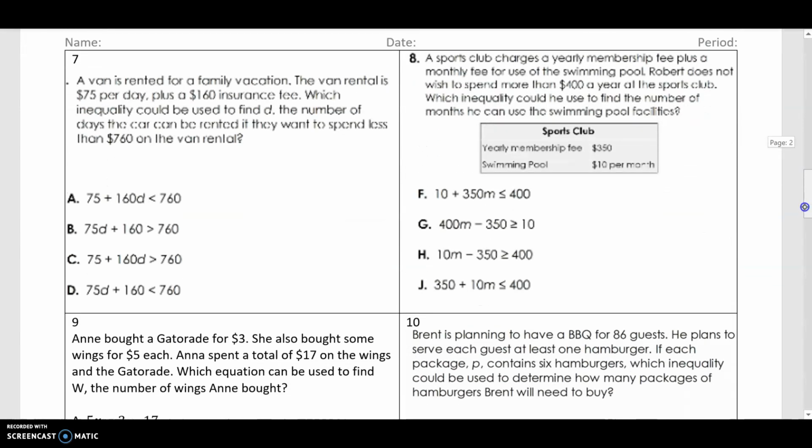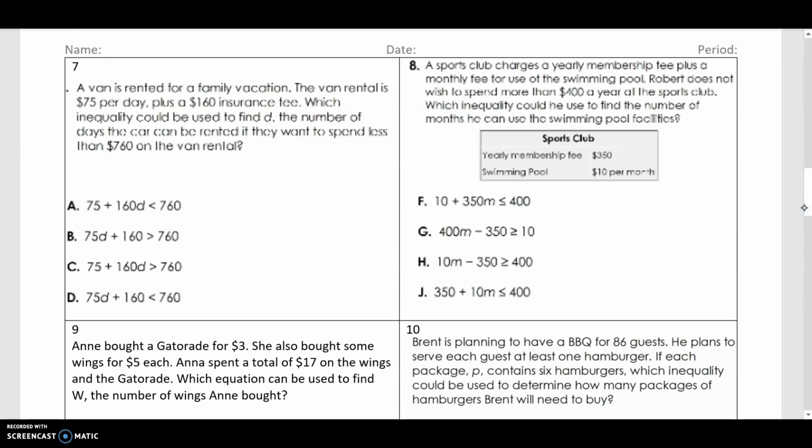Okay. Number 7, it says a van is rented for a family vacation. The van rental is $75 per day plus $160 insurance fee. Which inequality can be used to find D, the number of days that the car can be rented if they want to spend less than $760 on the van rental?